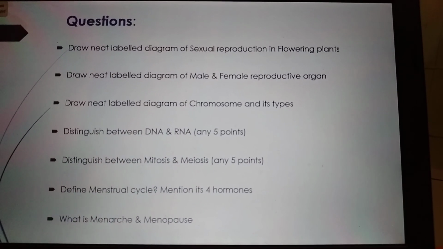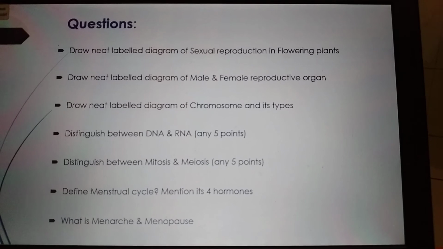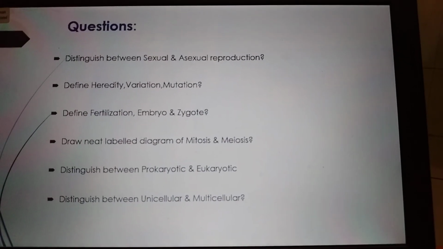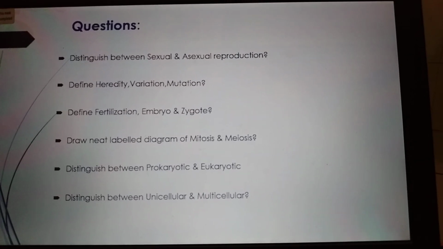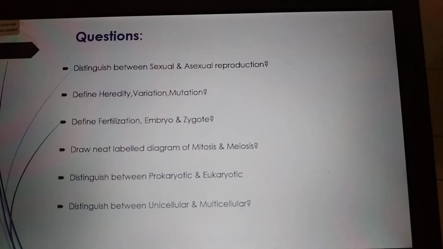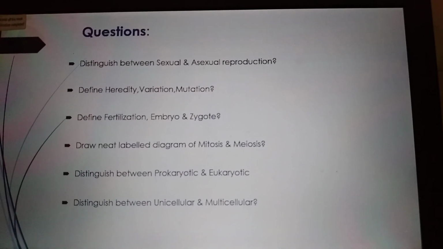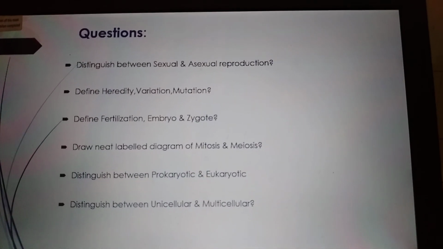Then what do you mean by the menstrual cycle? Mention the 4 hormones. Then what are menarche and menopause? Then there is a distinction between sexual and asexual reproduction. Then define heredity, variation, mutation. Then there is a question: define fertilization, embryo and zygote, meaning you have to write the definitions.